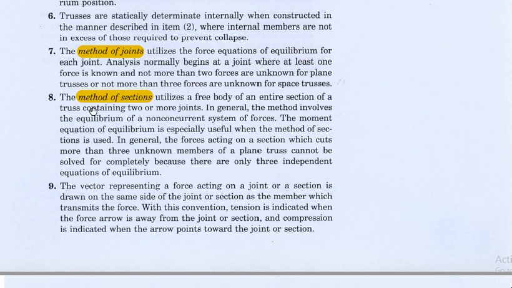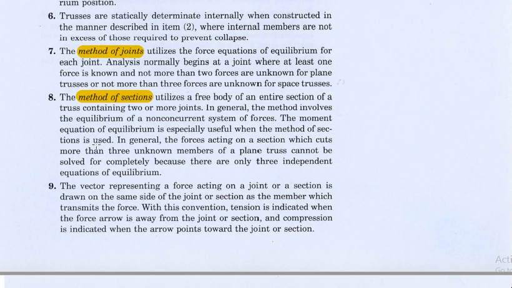In the case of the method of sections, we utilize a free body of an entire section of the truss containing two or more joints. In general, the method involves the equilibrium of a non-concurrent system of forces. The moment equation of equilibrium is especially used when the method of sections is used.